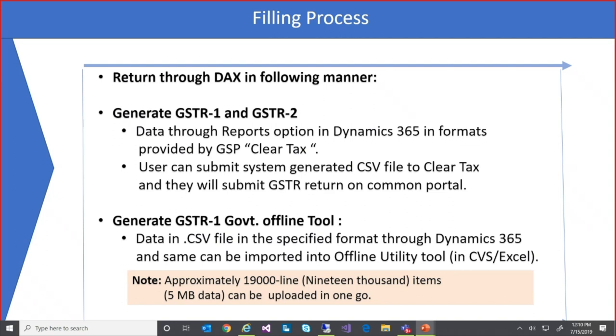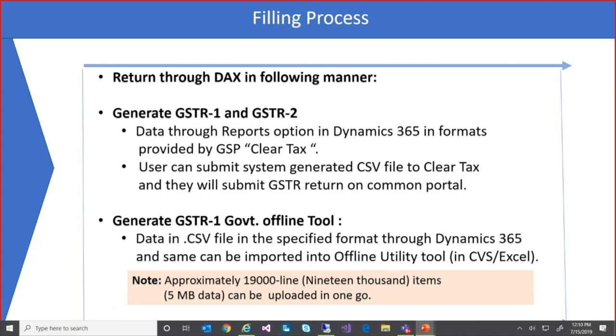Then the second option is the offline tool. The government introduced offline tool GSTR-1 and offline tool GSTR-2. Offline GSTR-1 contains all the outward supply, and offline GSTR-2 contains all the inward supply details. In the GSTR offline tool, initially the government introduced GSTR-1, and after 1 year, the government introduced the GSTR-2 return. As you know, the government has suspended GSTR-2, so we have not delivered the GSTR-2 offline tool. We only delivered the GSTR-1 offline tool through our system.